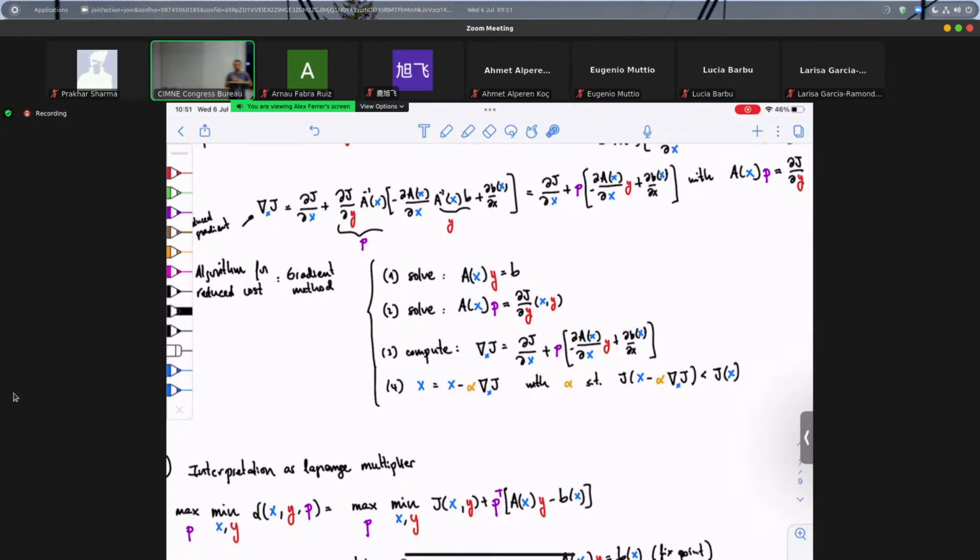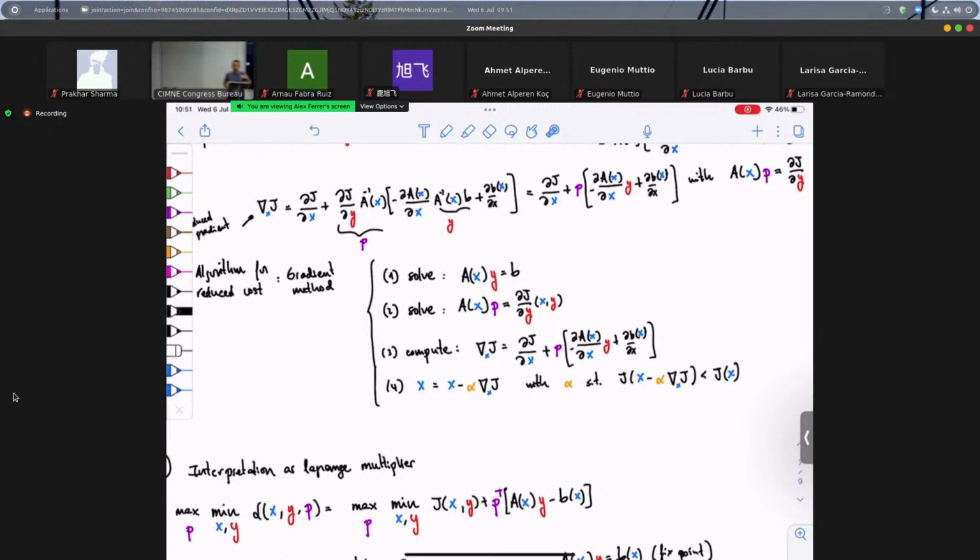Okay, so probably some of you work on that. You have heard of it. People here in CIMNE are working on this. You can see it in many places. In adjoint methods, what you have to do is to solve two PDEs. First one for the primal, y. Second for the dual, for p.